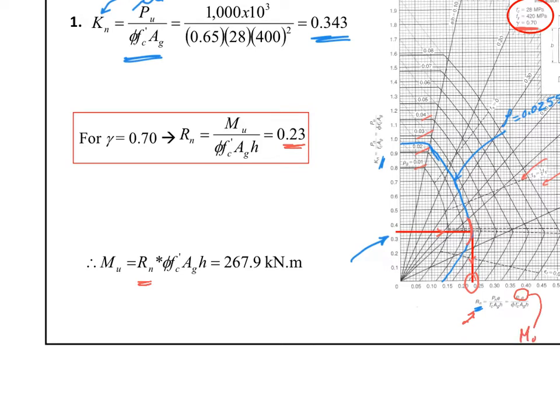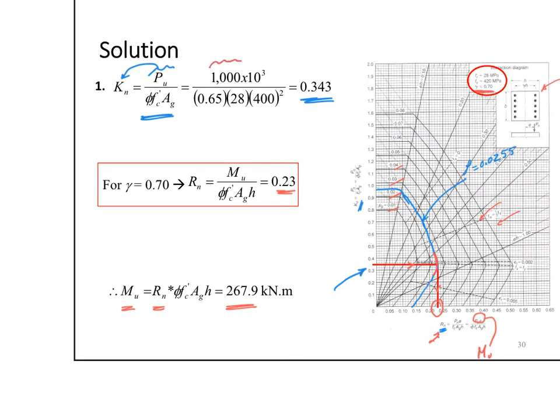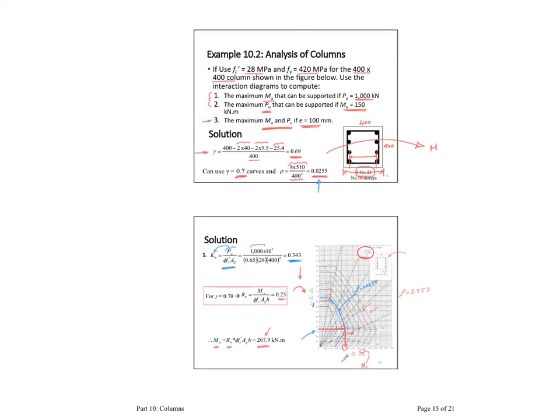Okay? Now I find mu equals 267.9. So if I applied a 1000 kilonewton axial, I can maximum apply a moment equal to 267. I cannot put any more moment than this. Any more moment will get me this way, and it will be unsafe. Now let's go to the second question.